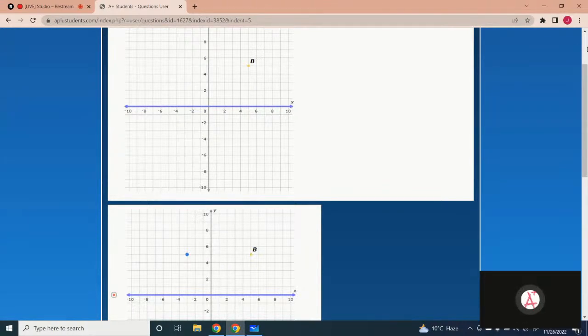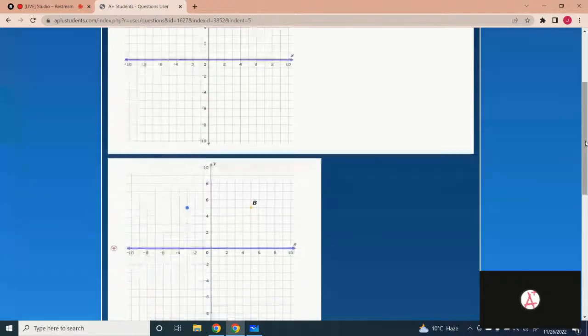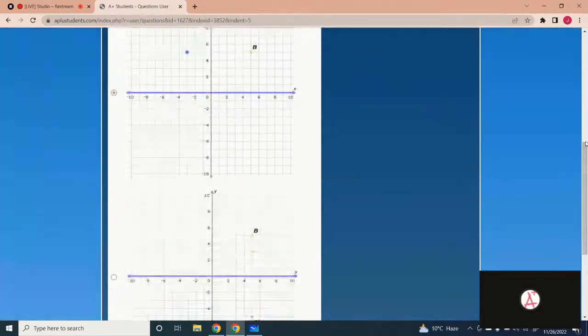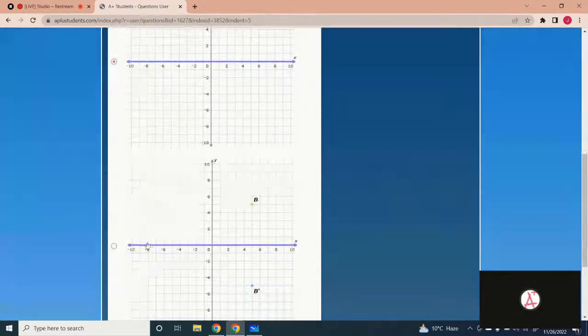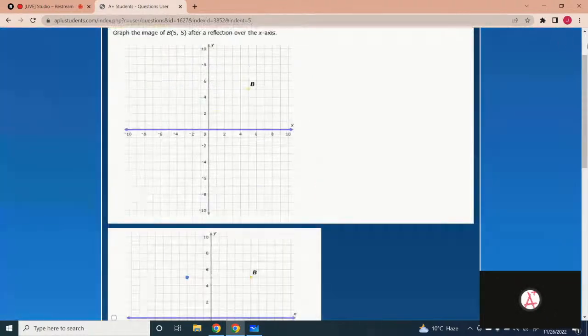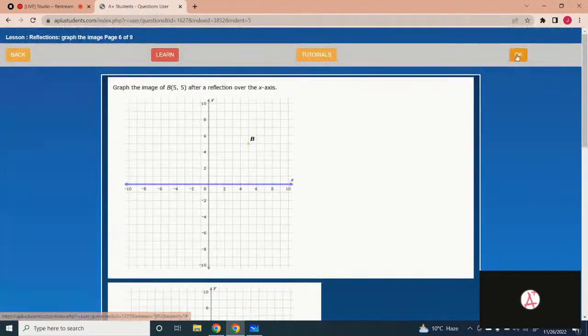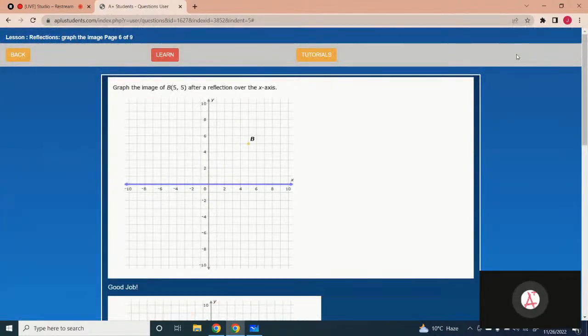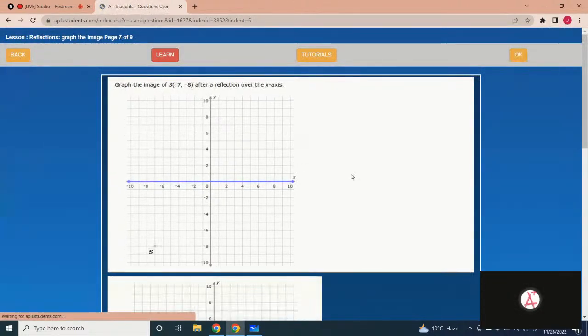The first option is the correct one. Got it? No, not the first one. It would be the second one, the graph. The second graph is the correct option. So click on the OK button. BC, please write the question if you have any.